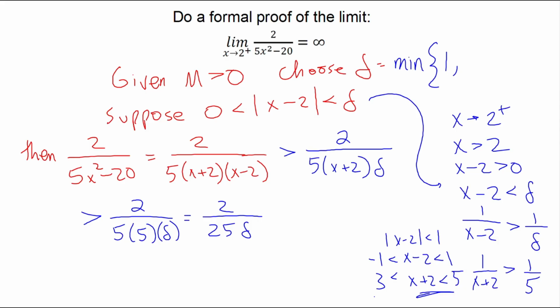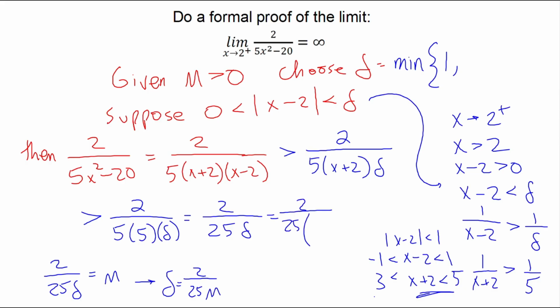And so what we end up with there then is we'll just let 2 over 25 delta equal our M, which means that delta is equal to 2 over 25M, making this 2 over 25 times 2 over 25M, which just undoes to become M. So delta is the minimum between 1 and 2 over 25M.